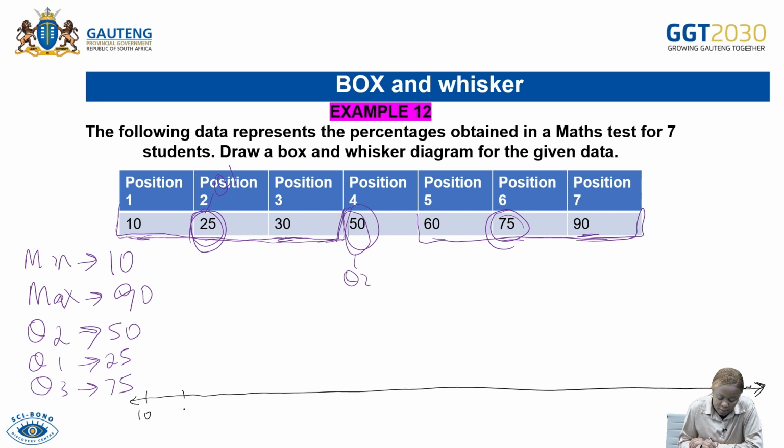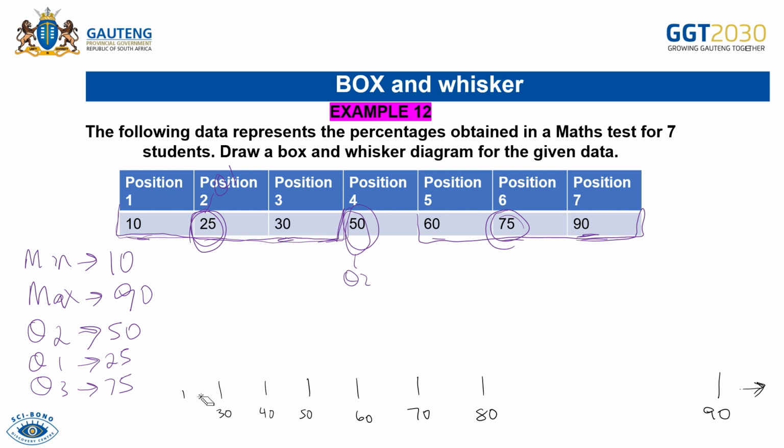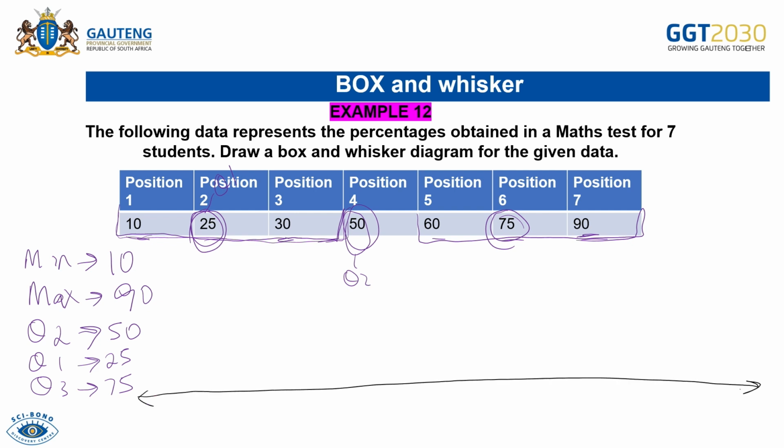So I'll start with 10, 20, 30, 40, 50, 60, 70. Now they're too clustered. Let's erase. Okay, use your ruler and then let's see. I have 1, 2, 3, 4, 5, 6, 7, 8, 9.